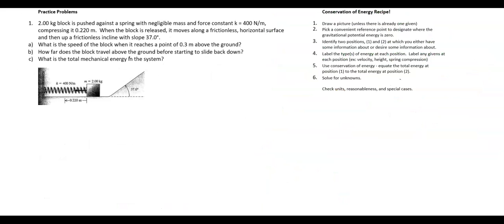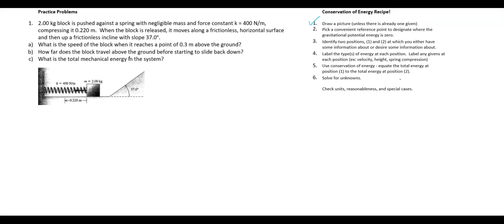Okay. So we're going to solve a problem now, and we'll follow this recipe. First thing we do, always read the problem first, and then draw a picture unless there's already one given. Luckily in this problem, there is already a picture, so we're done with step number 1. Now we pick a convenient reference point to designate where the gravitational potential energy is 0.